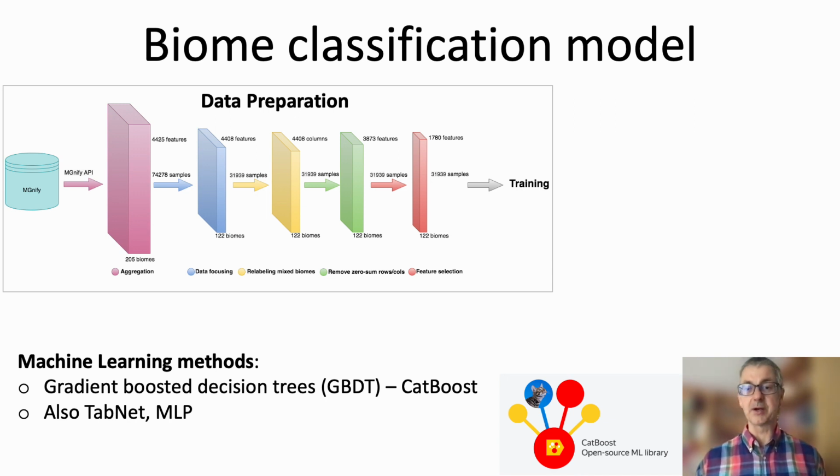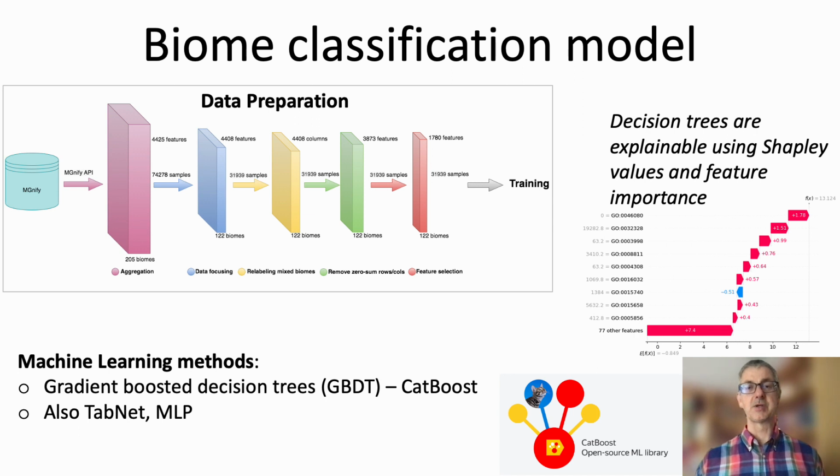However, what worked well in our hands were gradient boosted decision trees as implemented in the CatBoost package. Decision trees have a very nice property where you can explain these models using Shapley values and feature importance, even at the per-class level. And moreover, they are able to include absence of features as positive information for the model. So absence of a GO term, as you can imagine, could be important for distinguishing different biomes.